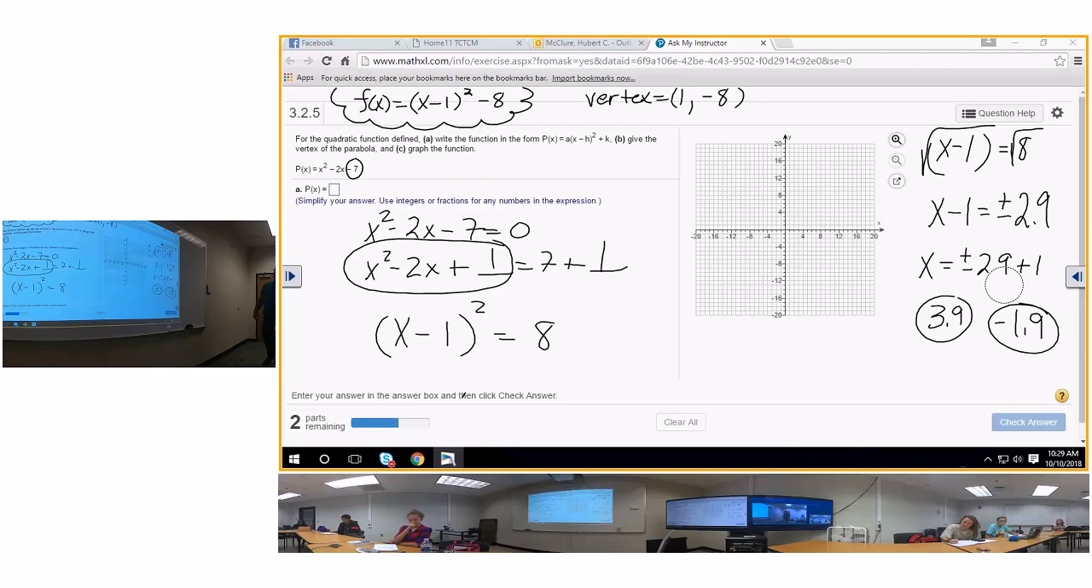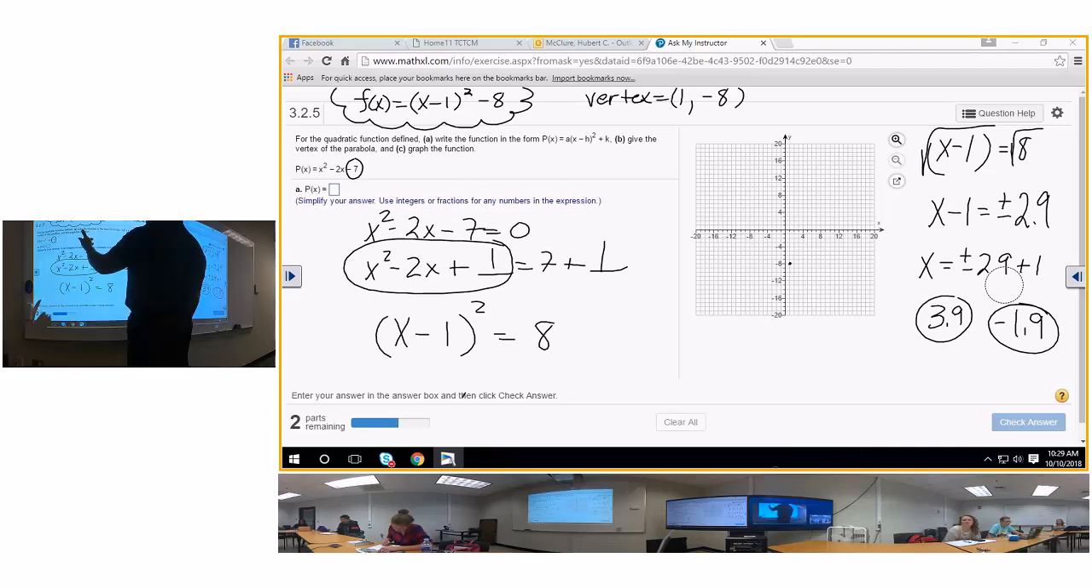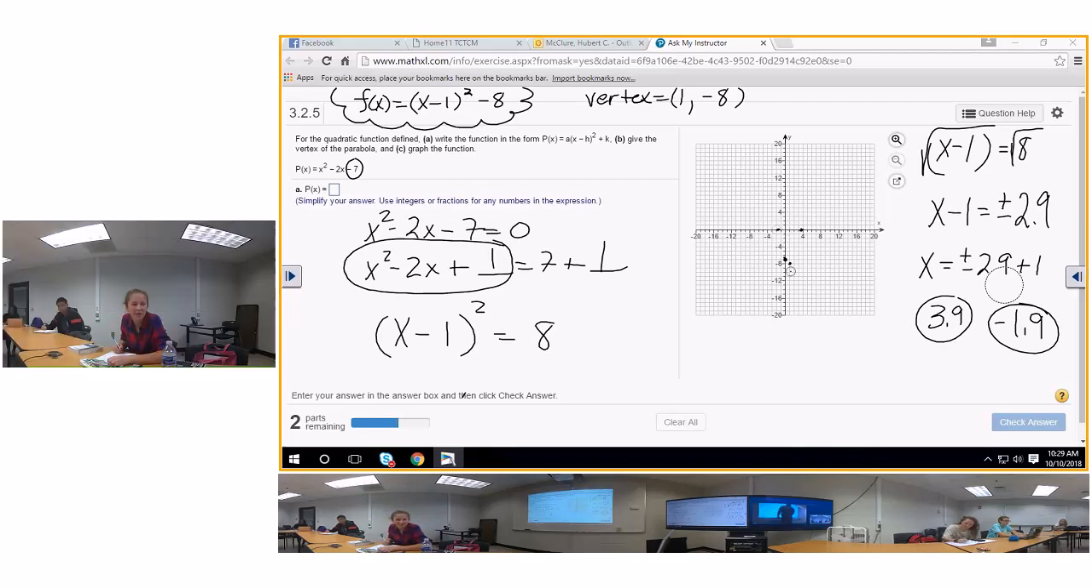So there's your x-intercept. Let's see if everything lines up. Our vertex is positive 1, negative 8. Our y-intercept is negative 7. 3.9, that's close to 4. And negative 1.9. It doesn't work unless you say boop every time you do it.